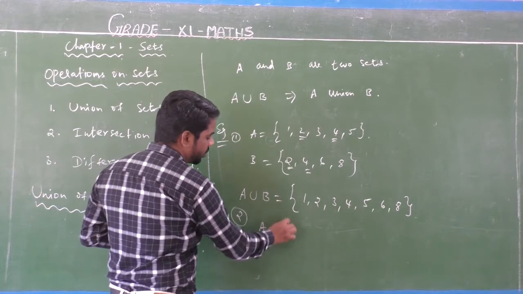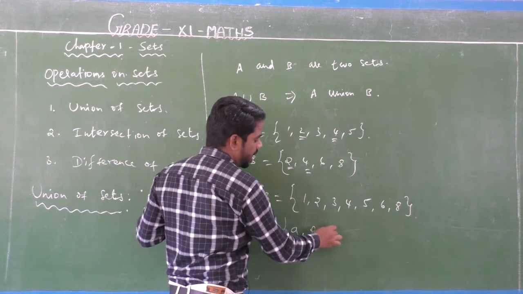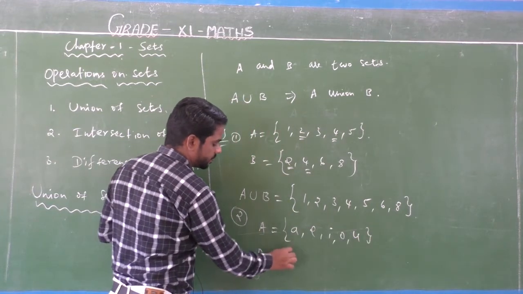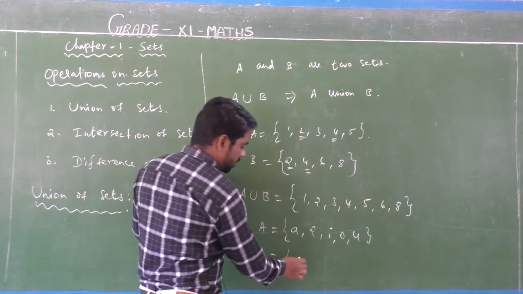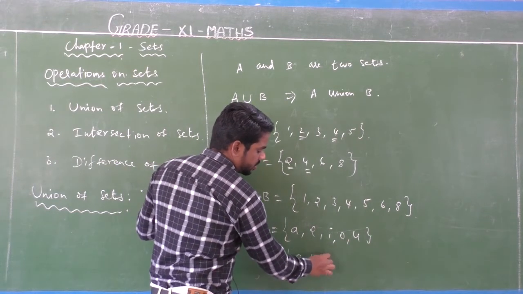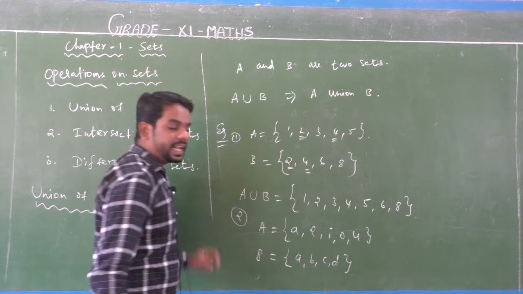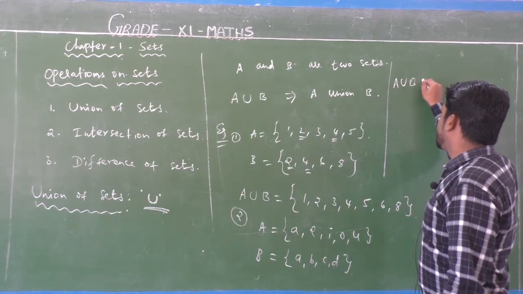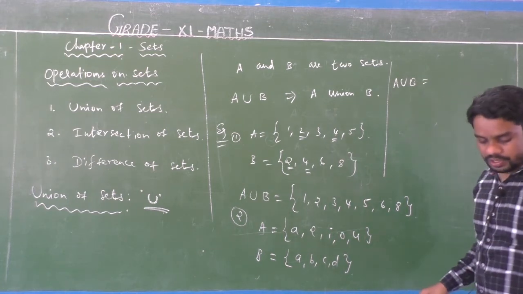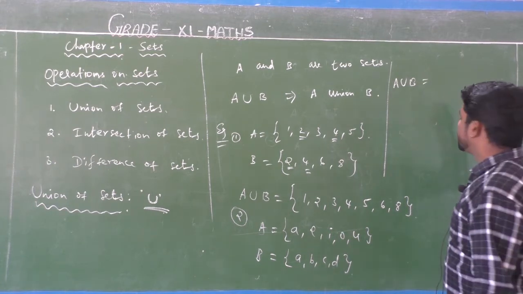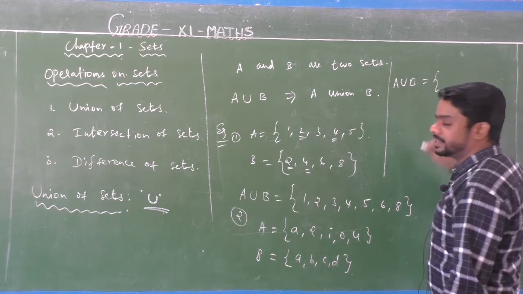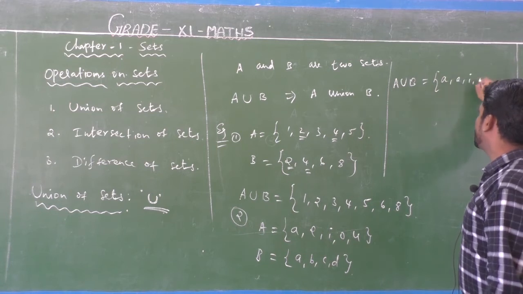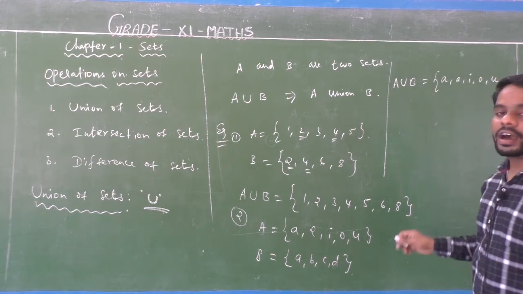Let A be equal to {A, E, I, O, U}. Okay? B is equal to {A, B, C, D}. Then what is A union B? You know that A union B is one set consisting of all elements from A, E, I, O, U, and all elements from B.